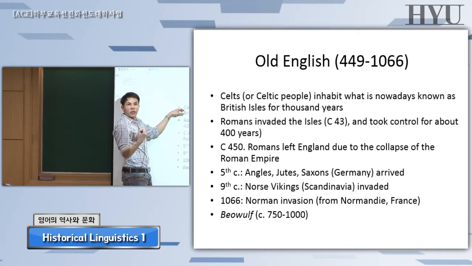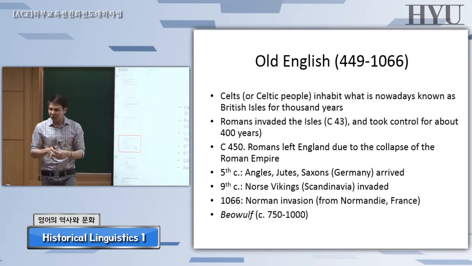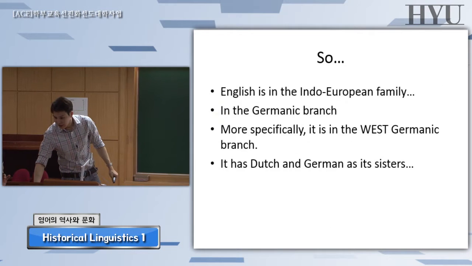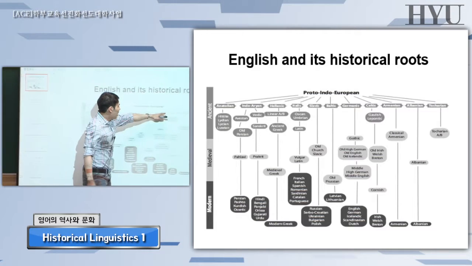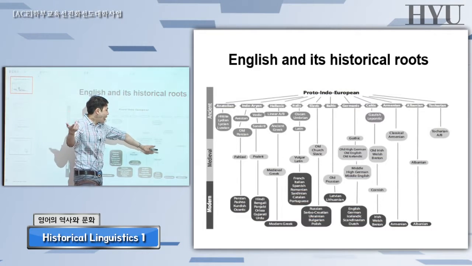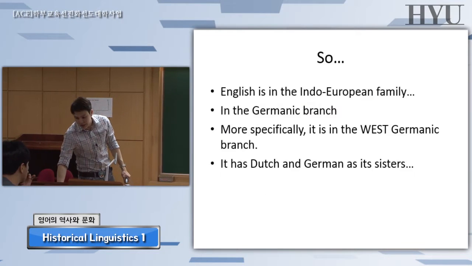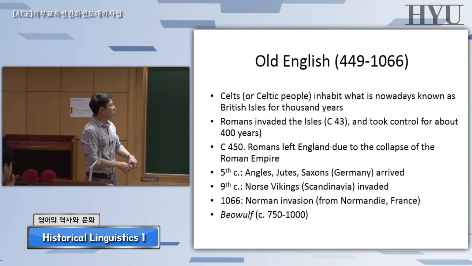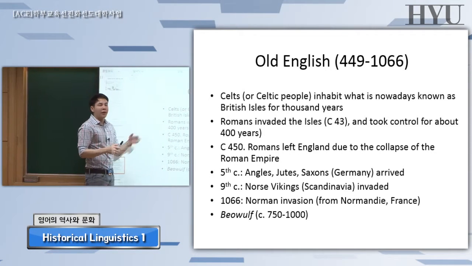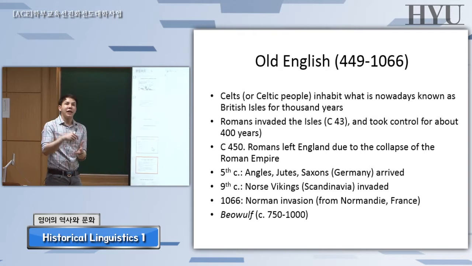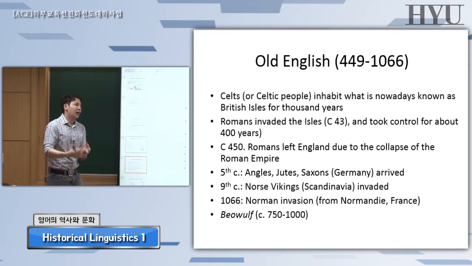And what language did they speak? Of course, Celtic languages. Remember Celtic languages? If you look at your family tree, the Celtic languages are like Irish, Welsh, Breton, Cornish, and so on, Gaelic, Scottish, like that. So no English to start with, only Celtic people. So they speak Celtic languages like Welsh, Cornish, Irish, Scottish Gaelic, like that.